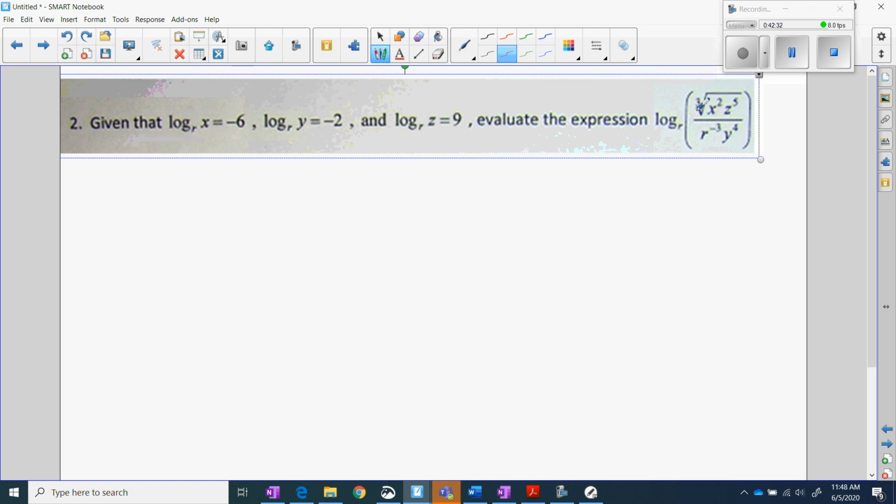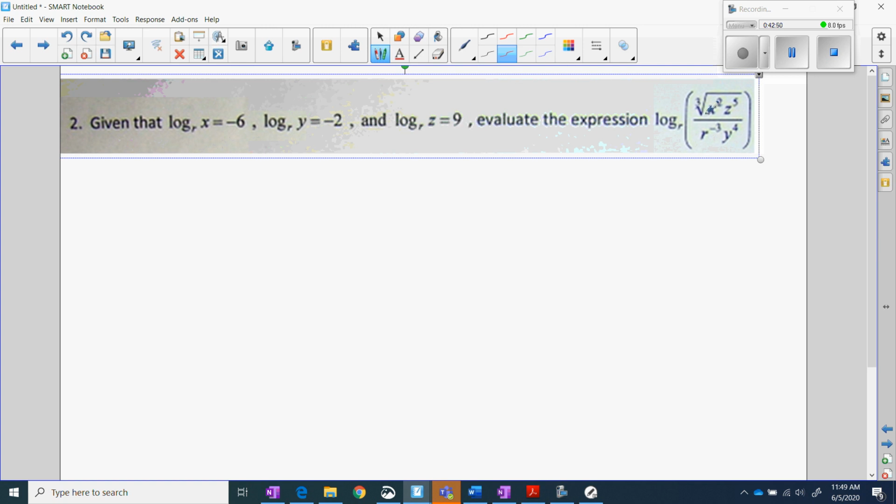This is cube root of x squared, z to the 5th, r to the negative 3 is in the denominator, y to the 4. So notice the cube root is only over the 2 in the numerator. So what I'd want to do, because I want to get log of z to base r, so I can replace it with the number 9.